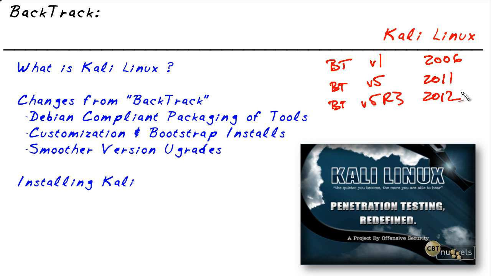And you might be saying, well, Keith, what exactly does the history lesson in Backtrack have to do with Kali Linux? And the answer is, Kali Linux is the next version of Backtrack, except they're dropping the name. So instead of calling it Backtrack version 6, it's simply going to be referred to as Kali Linux. And that announcement happened in March of 2013.